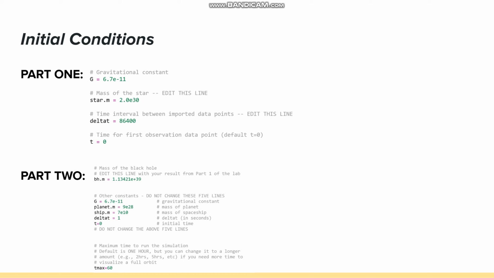For part 2, the mass of the black hole was provided, as found in part 1, which was 1.13421 times 10 to the power 39. Also included were G, the gravitational constant, the planet mass, 9 times 10 to the 28, the ship mass, 7 times 10 to the power 10, the delta t, which was 1 second, and the initial time, t is equal to 0. Also included here was the maximum time to run the simulation, which I used t max is equal to 60.